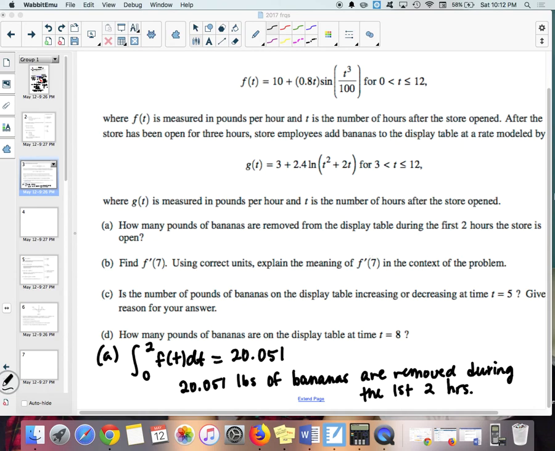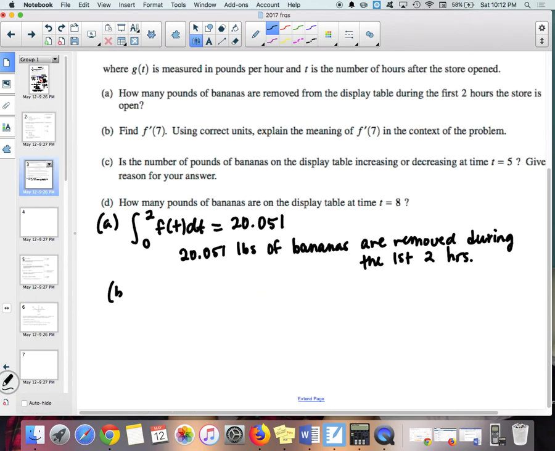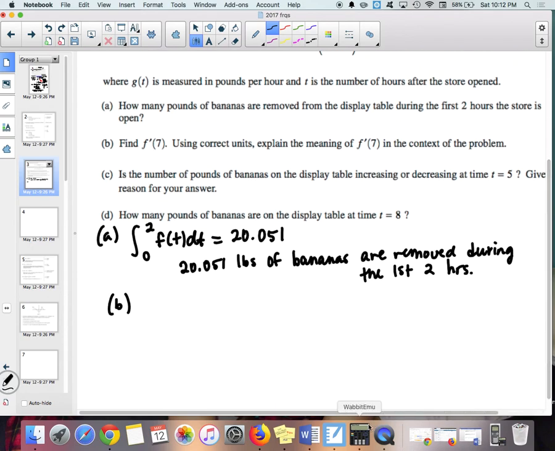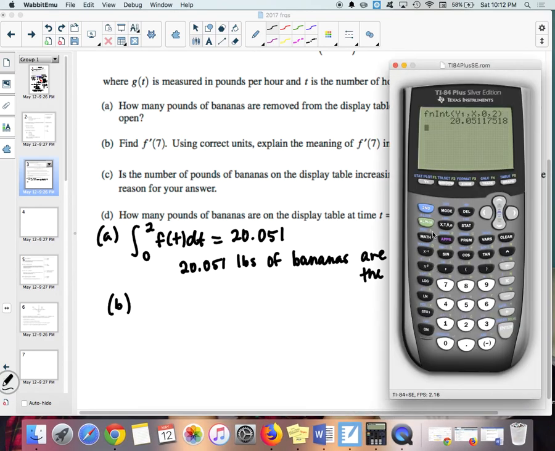Okay, so B says find f prime of 7. If you look at f, you're like, ooh, I don't want to take the derivative of that, right? We know how to take the derivative of this, but it's going to involve the product rule with the chain rule. All we have to do is go into our calculator and do math 8, that's our nDeriv. And again, we can do vars, y vars, function, y1, and the x value that we're going to evaluate it at is 7. So it says negative 8.1195. I'm going to say negative 8.120.